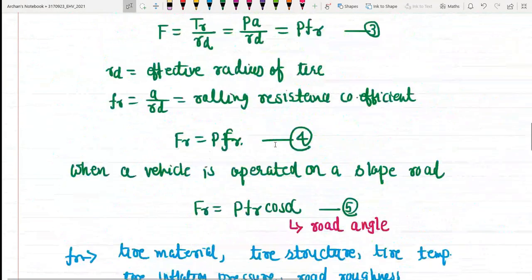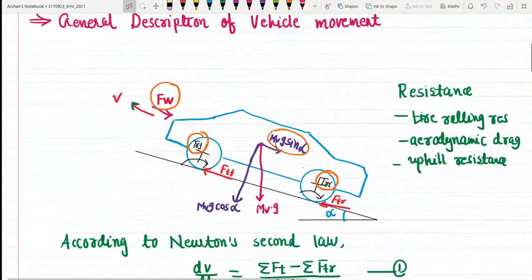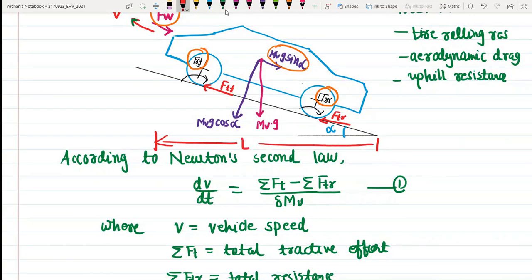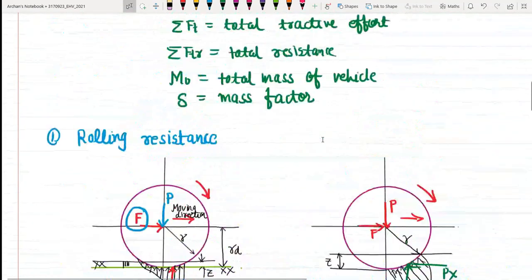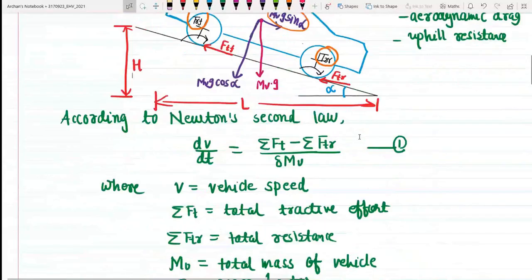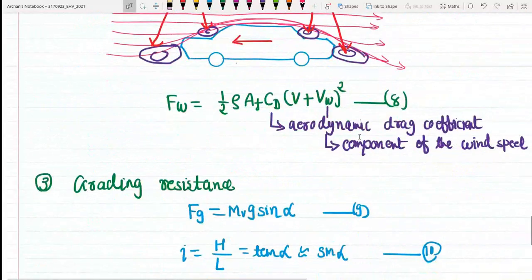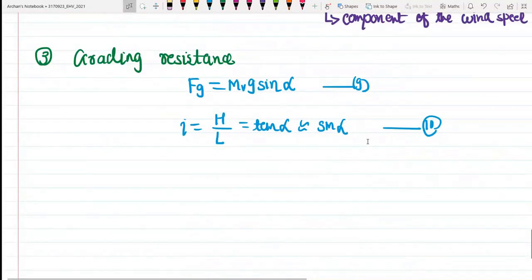What is h by L? Let us go through this figure one more time. Say this is the total length of the vehicle, L, and this is the height, h. The grade is the ratio of h by L, which is tan alpha, and which will be approximately equal to sin alpha whenever the road angle is very small.